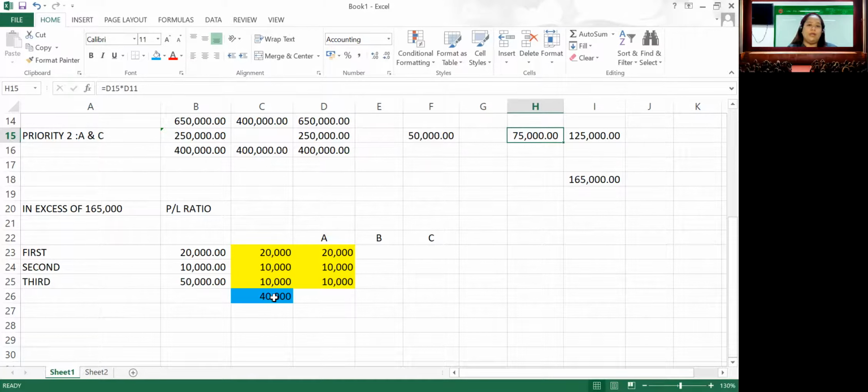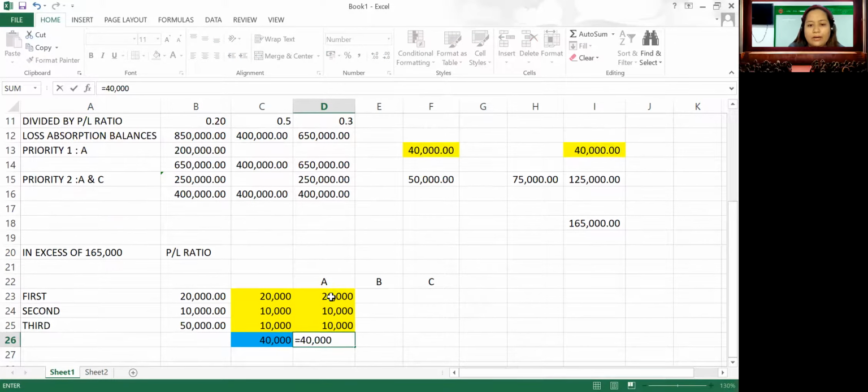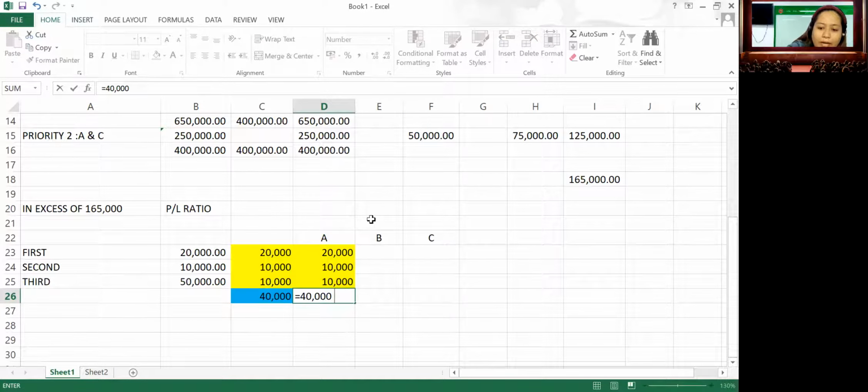We have to allocate the 40,000 based on their P&L ratio. Okay, so ano pong ibig sabihin ko doon? Yung 40,000, i-allocate natin sa P&L ratio nila. Ang P&L ratio nila is 20% to 30%. So with that, paano natin kukuhanin yan? 40,000 multiplied by 20% divided by 50% para kay A. Again, ratio yung pinag-uusapan natin ha. Hindi 20% yung gagamitin natin. Instead, ang gagamitin natin, yung ratio nila, which is 2:3.